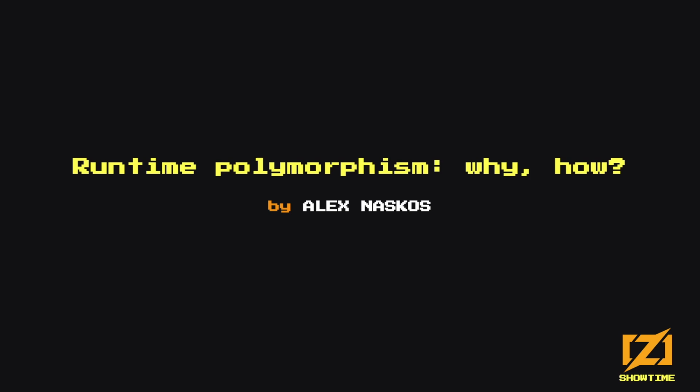Alex Naskos is back with another talk on interesting things that you can do with Zig. For the new people here, you probably know what an interface is, but you don't know in how many different ways they can work under the hood and how you can implement them in userland in some languages. The title is Runtime Polymorphism, Why and How. Alex, the stream is yours.